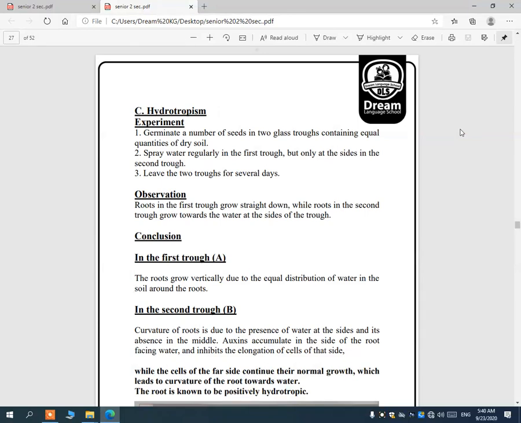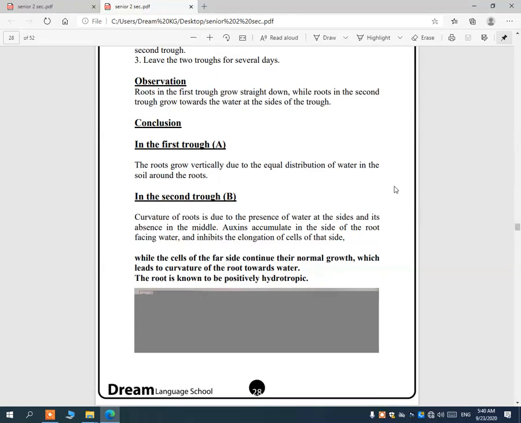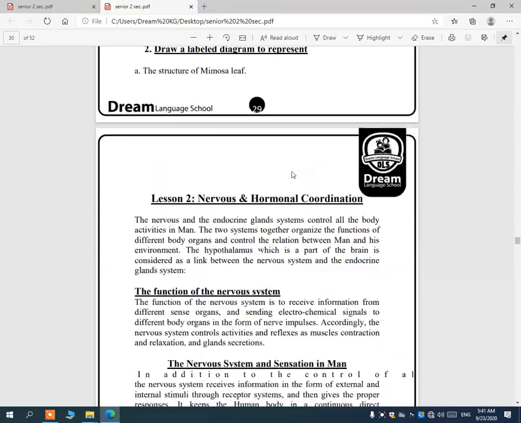Conclusion: in the first trough A, roots grow vertically due to equal distribution of water in the soil around the roots. In the second trough B, the curvature of roots is due to the presence of water at the sides and its absence in the middle. Auxins accumulate in the side of the root facing water and inhibit the elongation of cells on that side, while the cells of the far side continue normal growth, which leads to curvature of the root toward water. The root is known as positive hydrotropic.